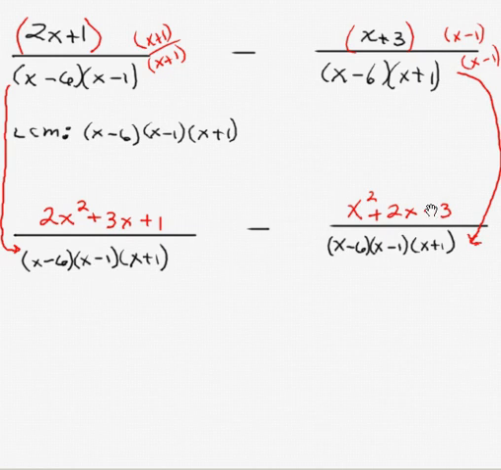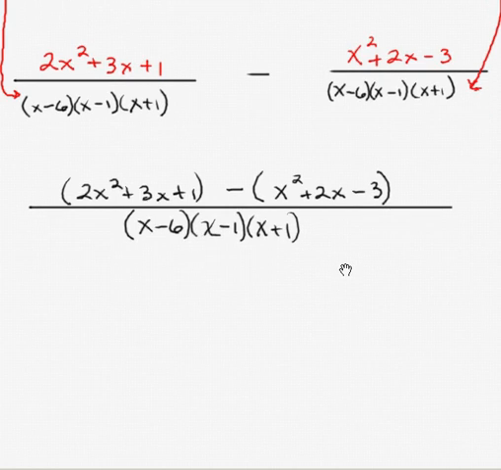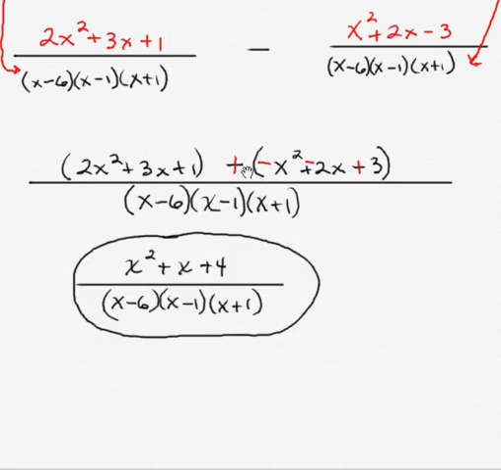Now we're going to subtract the numerators, but again, be careful, don't subtract. Instead of subtracting, we're going to keep the denominator, and instead of subtracting, we're going to add the opposites. So instead of subtracting, it's going to be plus negative x squared minus 2x plus 3. When we simplify, 2x squared minus 1x squared is 1x squared. 3x plus negative 2x is x. 1 plus 3 is 4.